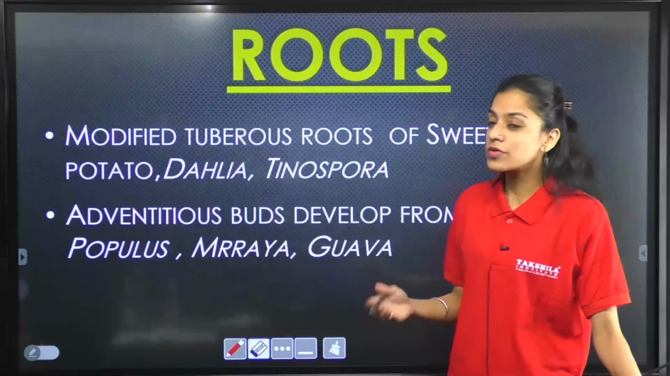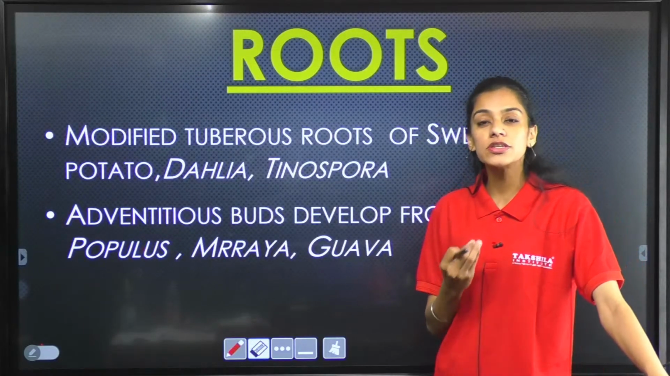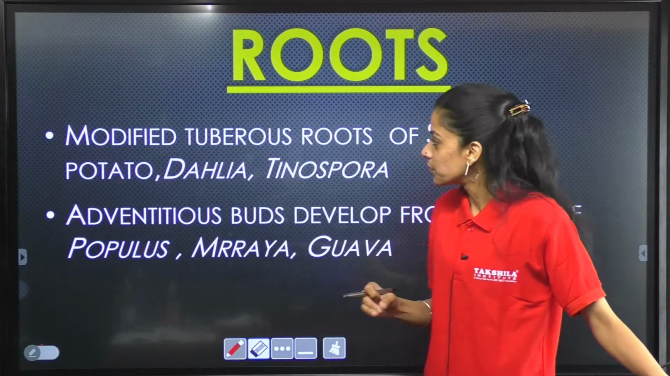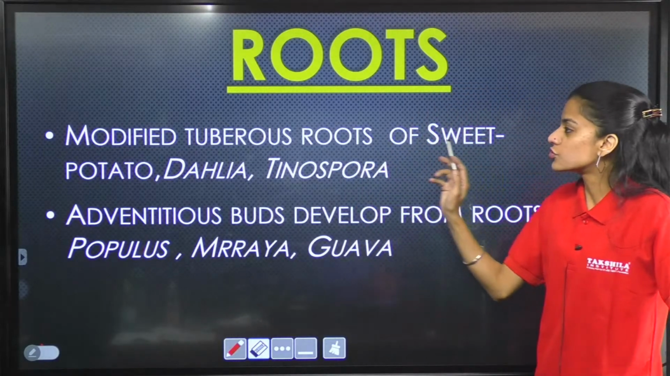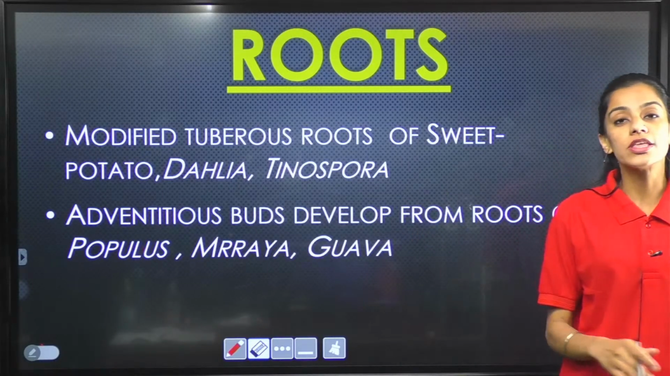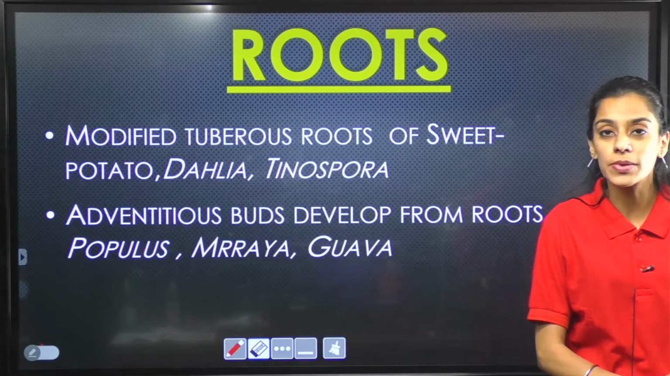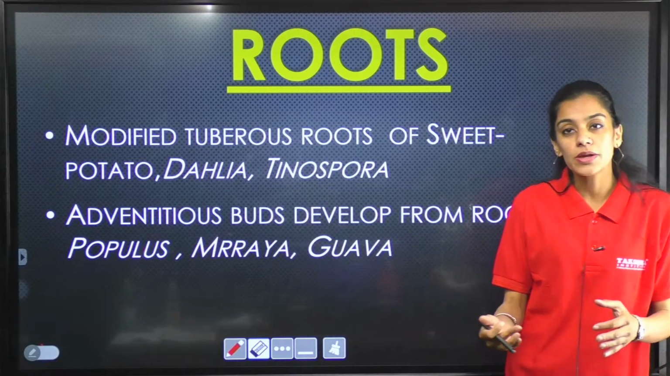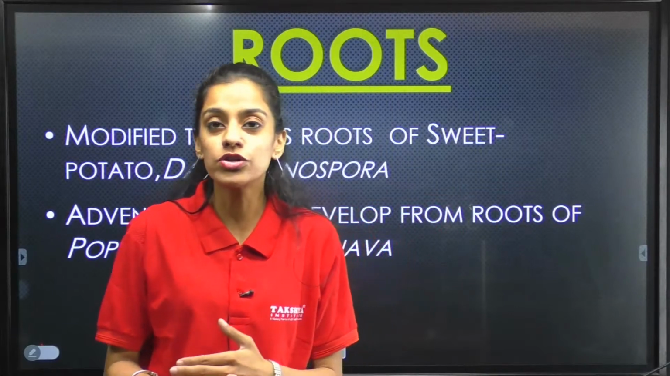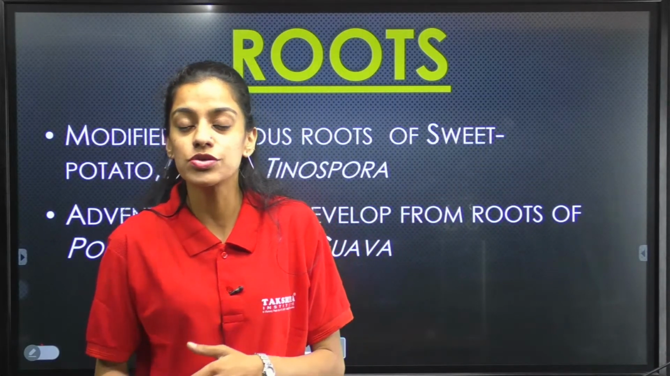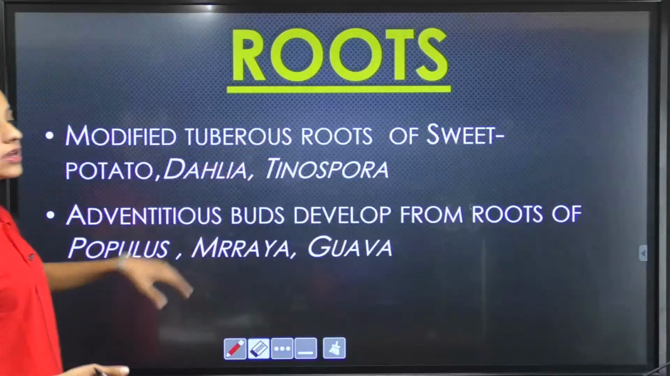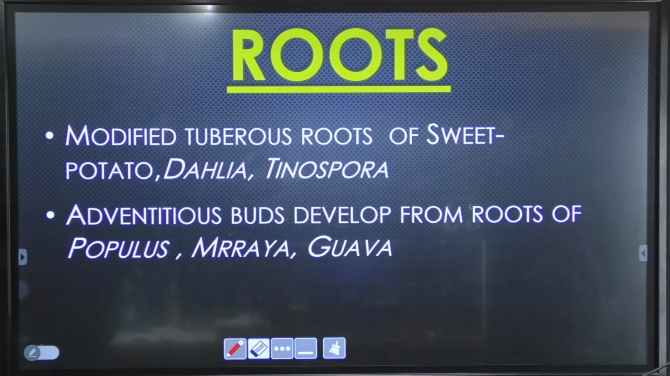So however, we are using the roots, which is a vegetative part of the plant, in order to grow an organism. So it is the modified tuberous roots of sweet potato, dahlia, and Tinospora. So these are examples that you have to remember. They can directly ask you a 1-mark question, or they can directly ask you a question that, okay, which vegetative part of Tinospora is used for vegetative propagation? So you'll write, yes, Tinospora is the modified fibrous roots.